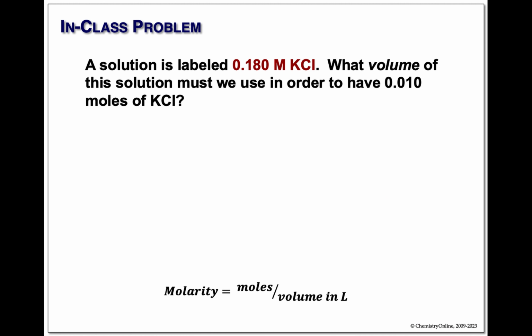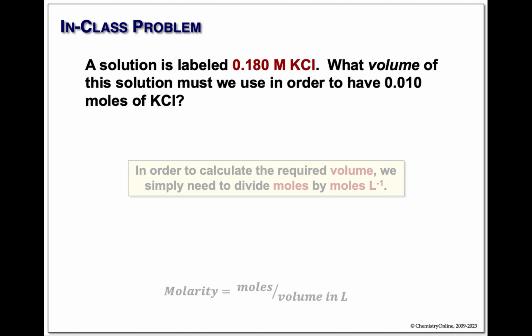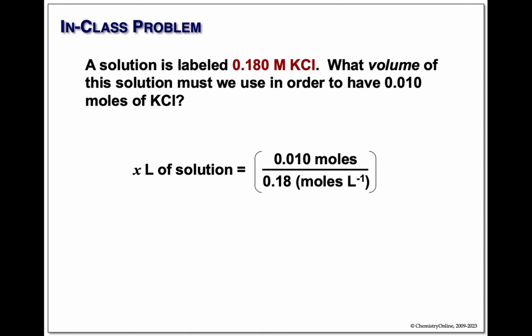Molarity is moles divided by volume. We need to divide moles by moles per liter to get our volume. So we take this, solve it for volume. That's what we're looking for. Liters of solution. Here's our number of moles of KCl. Here's our concentration, moles per liter. Moles cancel. Per liter comes up.